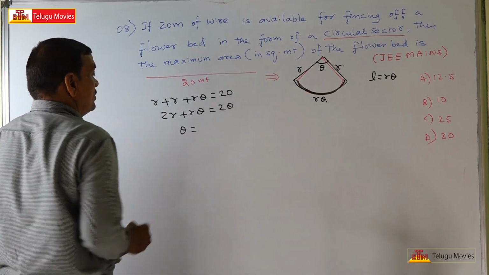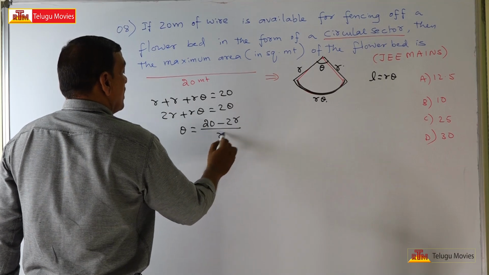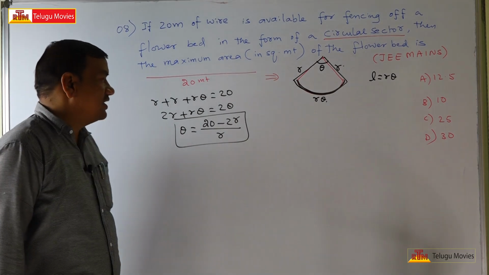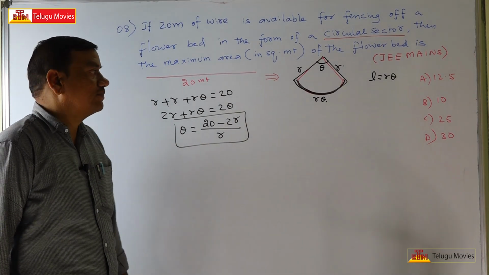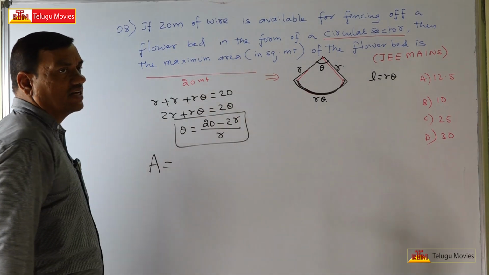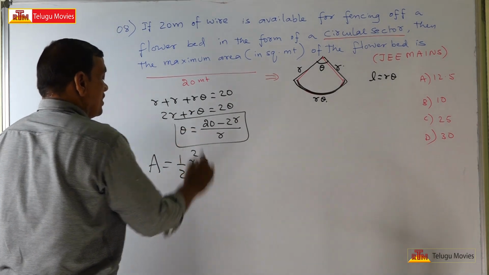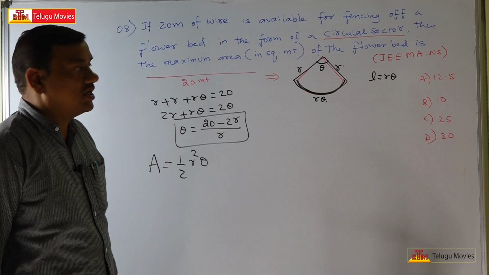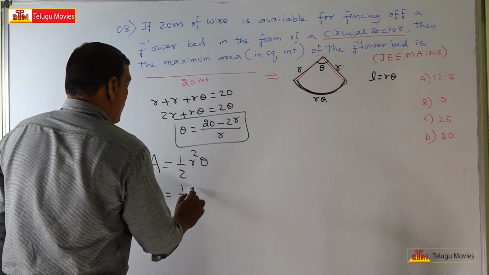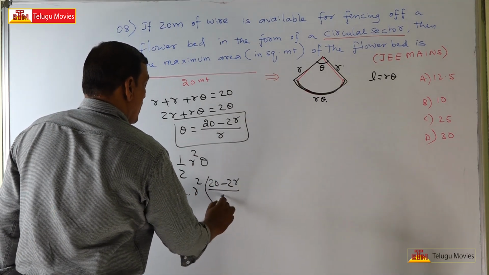From this, theta is equal to 20 minus 2r by r. Right. What is the area of the sector? We have the formula half r square theta. This is also one of the formulas. That is A is equal to half r square into theta, which means 20 minus 2r upon r.